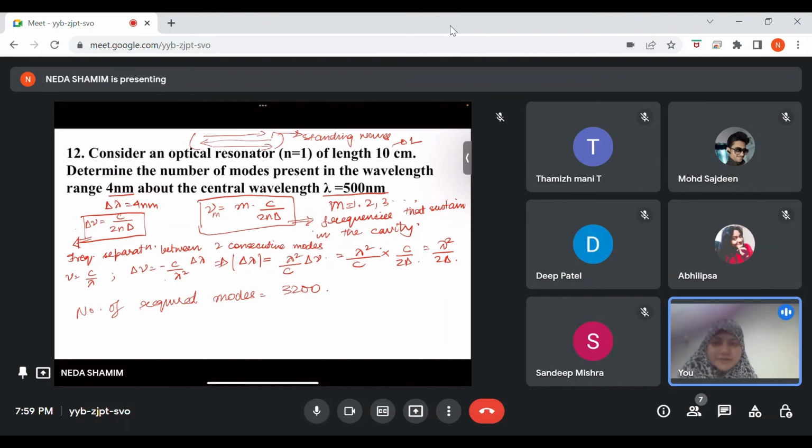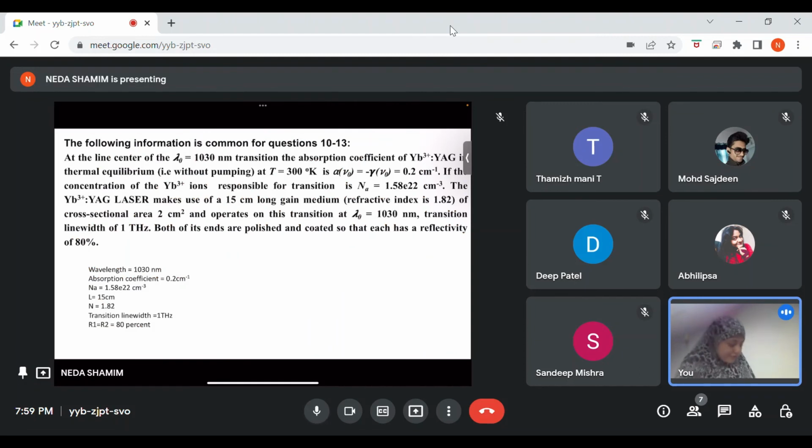Next problem is a very simple problem. Just the use of formulas. Nothing else to be done in this problem. Okay, I am given the line center, the wavelength, that is the signal wavelength. I have been given the absorption coefficient also. The absorption coefficient in thermal equilibrium, given at room temperature, is equal to the negative of the gain coefficient. And I have also been given how many atoms are there inside, the length of the gain medium, the refractive index as well, and also the cross-sectional area, and it operates on this transition.